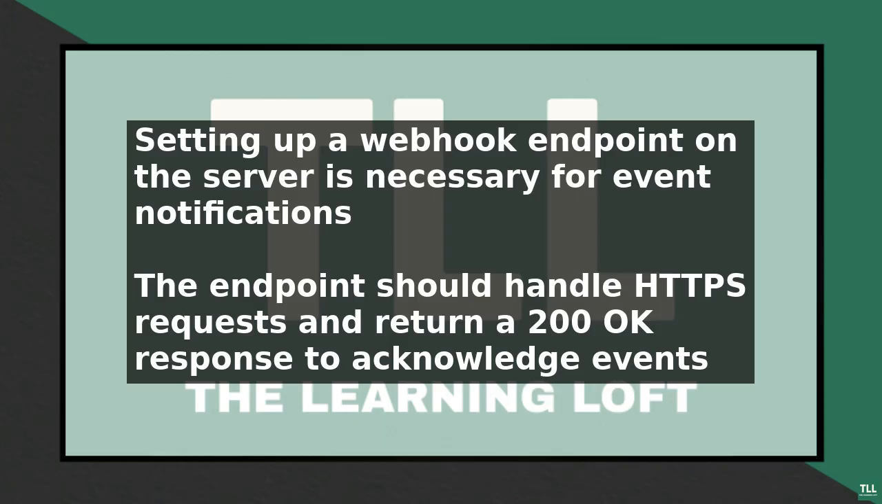These notifications will be in the form of JSON objects, which you can then parse and use to update your application. For example, if you receive a payment authorization event, you can use the information in the event to update the status of the payment in your database.